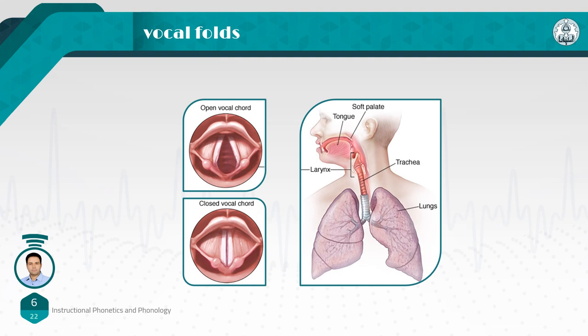But if the vocal folds are adjusted so that there is only a narrow passage between them, the airstream from the lungs will set them vibrating, like the examples I gave you before, v or z. Even you, if you put your hand on your neck and try saying v, s, v, s, you can see that for v, you feel the vibration around your neck. And when you pronounce, for example, sh, s, f, you do not feel any kind of vibration.